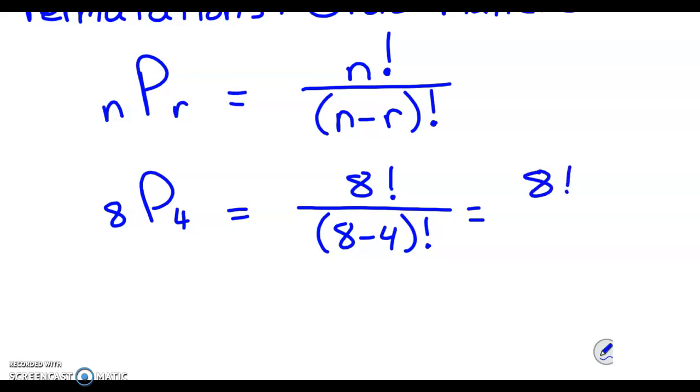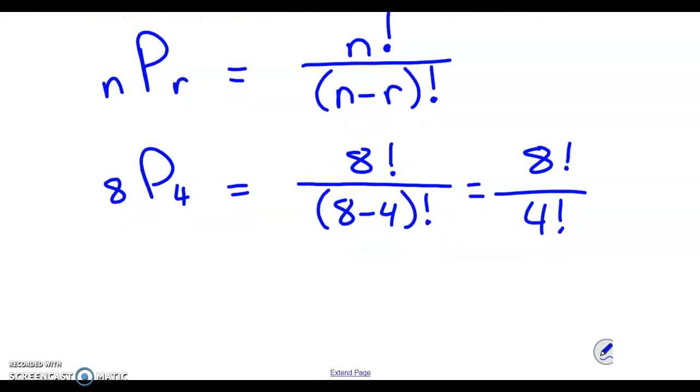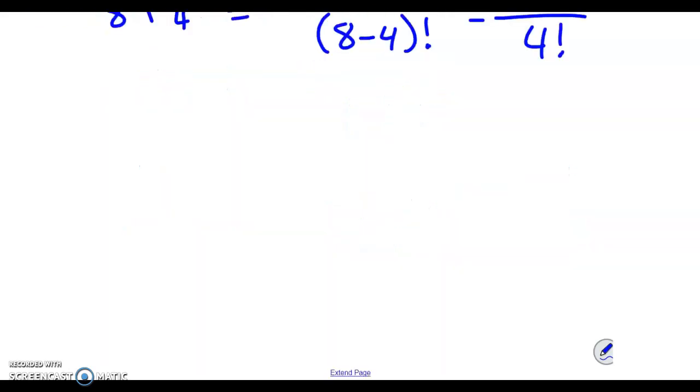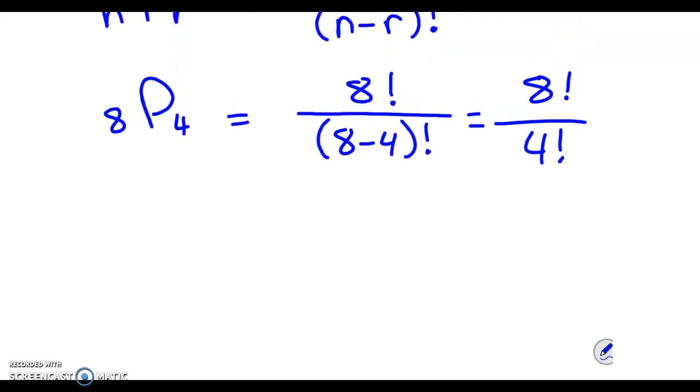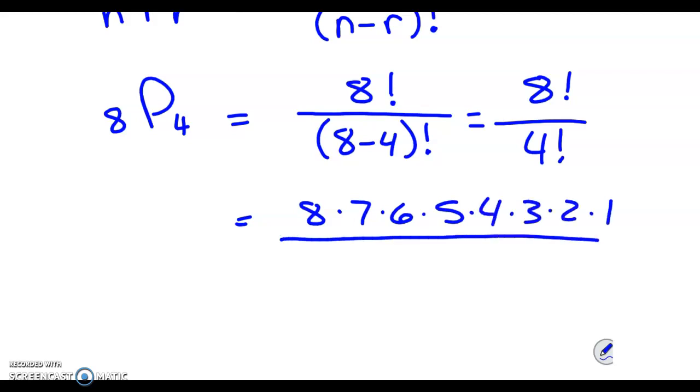Don't worry about it. 8 factorial over, what's 8 minus 4 going to be? Let's go 4 factorial. Okay, so when we write that out, I've got 8 times 7 times 6 times 5 times 4 times 3 times 2 times 1 all over 4 times 3 times 2 times 1. And what can I cancel?